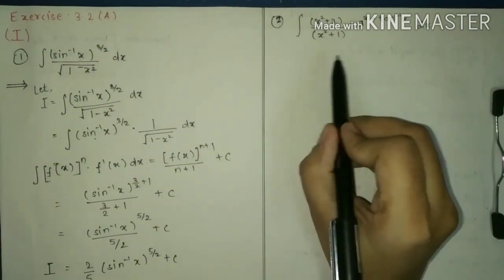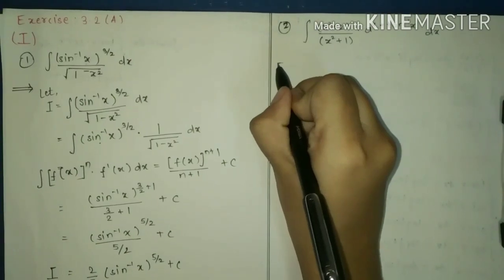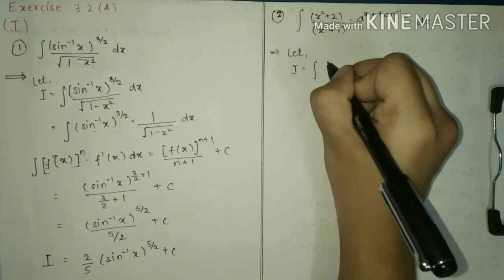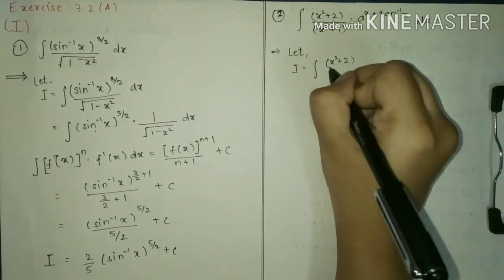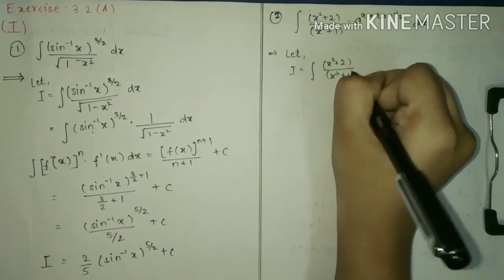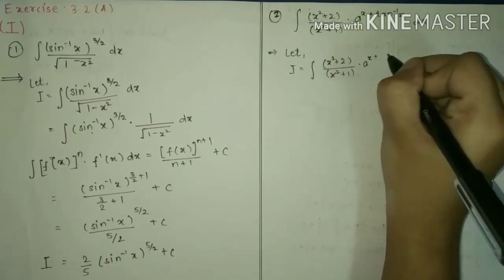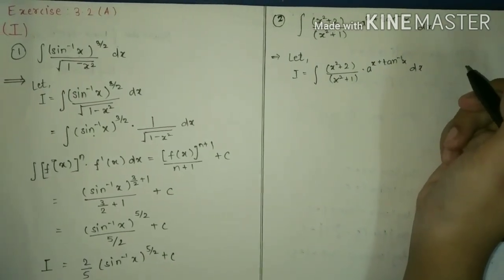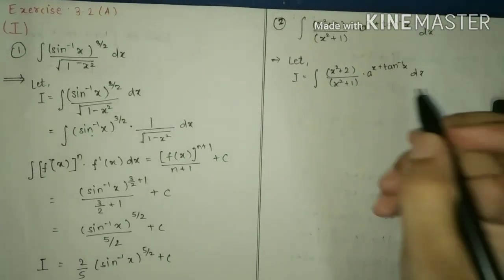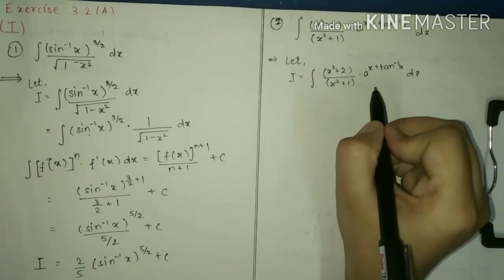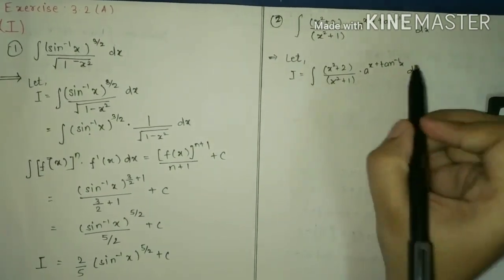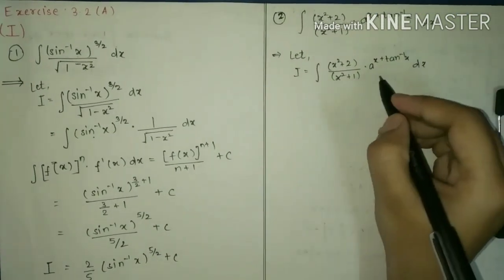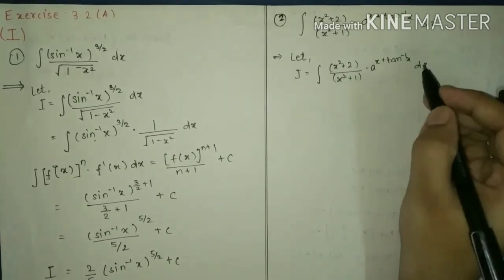So this is the second question we are going to start here. Let's start. Let I equal the integration of (x square plus 2) upon (x square plus 1) into a raised to (x plus tan inverse x) dx. The question looks very lengthy, but the solution is very easy. To solve this easily, this power is a very complicated term, so let's make this sum simpler by substituting something.